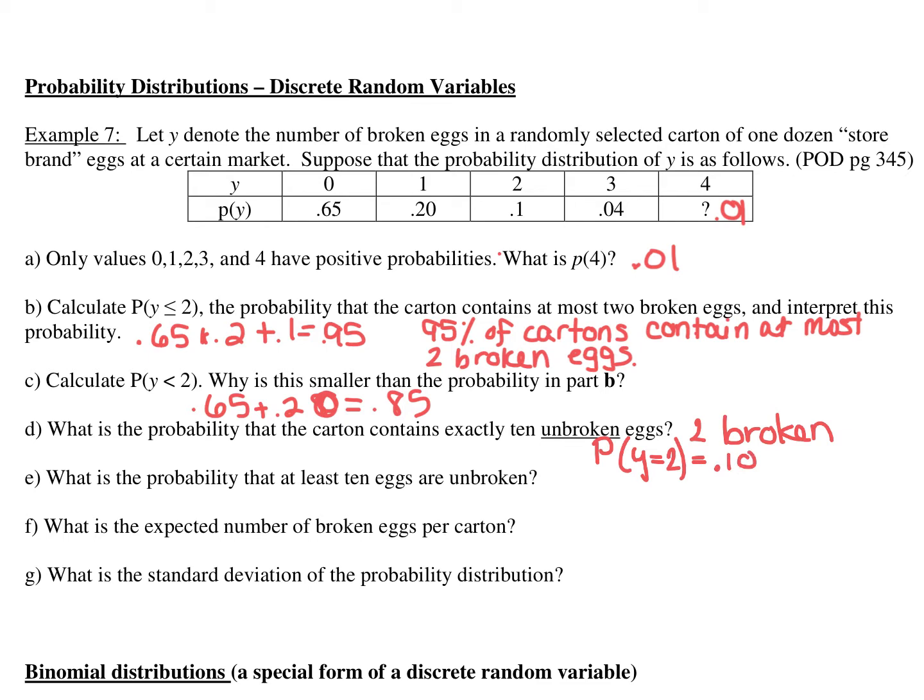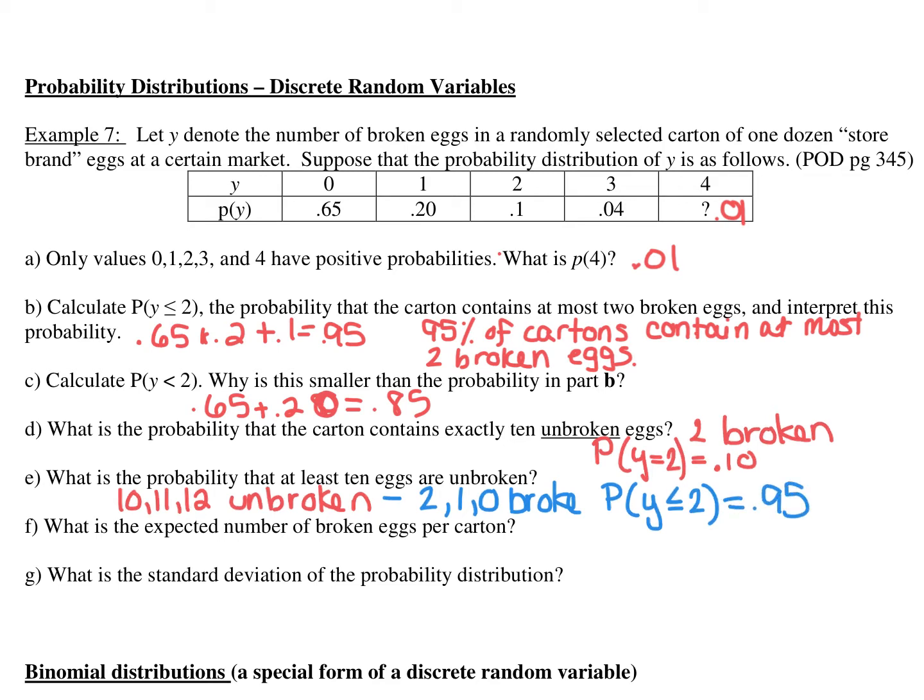Then it says, part E, what is the probability that at least 10 eggs are unbroken? At least 10 would be 10, 11, or 12 unbroken. But again, my distribution is in broken eggs. So what does that correspond to? Well, 10 unbroken would be 2 broken, 11 would be 1 broken, and 12 would be 0 broken. So this would be the same as the probability that y is less than or equal to 2, and we did that above in part B, so that's 0.95.